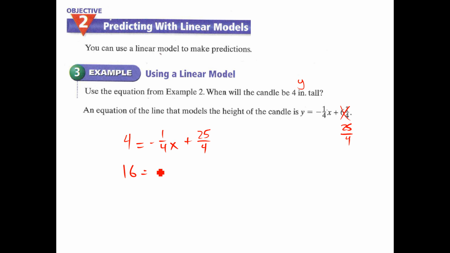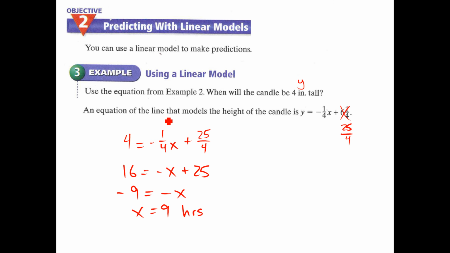So 16 equals -x plus 25. And let's minus the 25 and get -9 equals -x. And so x equals 9. So it would take 9 hours to burn down to 4 inches. Now, will it take 9 hours exactly? Probably not, but this is an estimate. We're going to use this to model it.